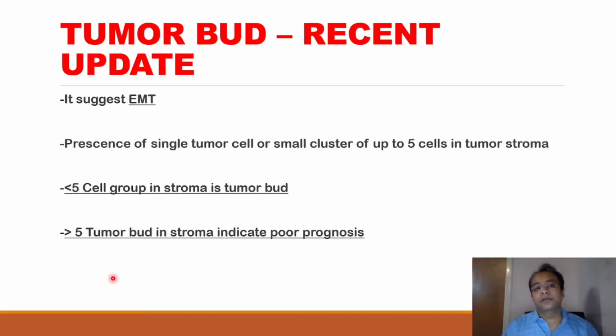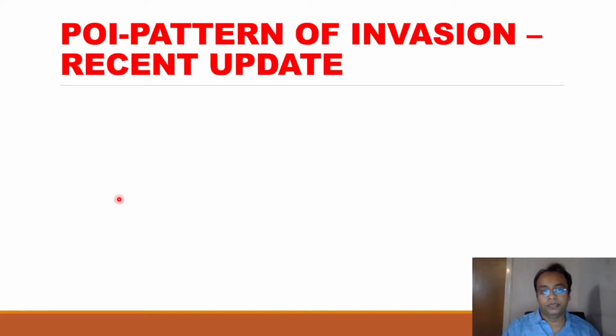So kindly, if you are a pathologist, then report the tumor buds in the report because it is related to the prognosis. More than 5 invasive tumor buds is suggestive of poor prognosis, and tumor buds mean fewer than 5 cell groups. All right.